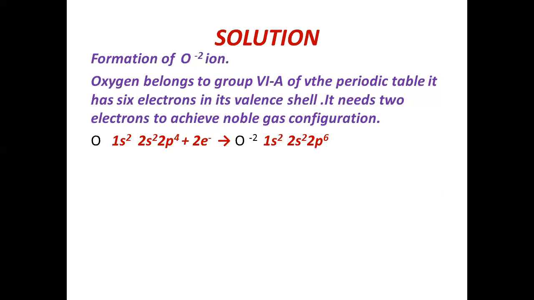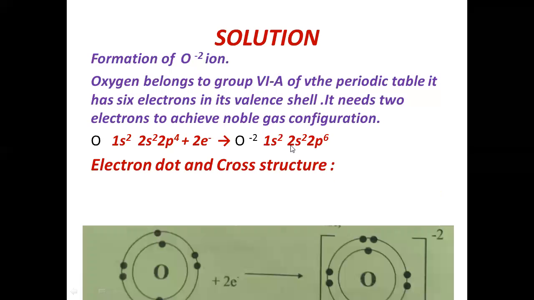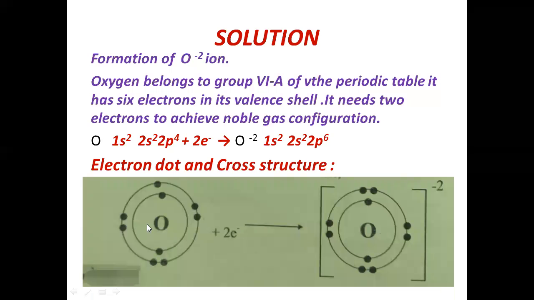So you can see here, I told you that the gain of electrons we will mention on the left side with the reactant, and the loss of electrons we will mention on the product side. After gaining 2 electrons, O is converted into O2-. Now the outermost shell of oxygen will be completely filled after gaining 2 electrons. Electron cross and dot structure of oxygen: it has 1, 2, 3, 4, 5, 6 electrons in the outermost shell.